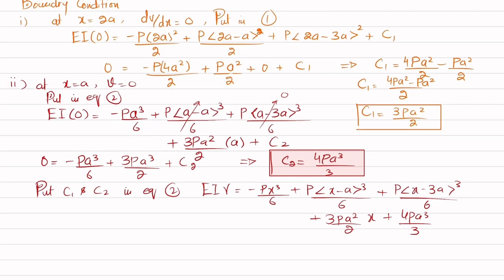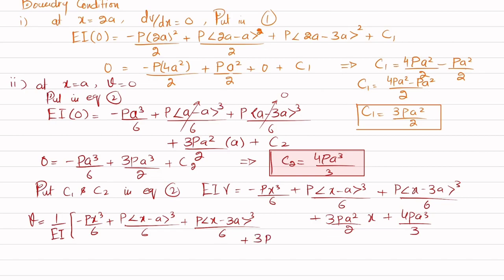And if you further simplify it, you can divide it by EI on both sides. So you will get V equal to 1 over EI into minus Px cubed over 6, plus P into (x minus a) cubed divided by 6, plus P into (x minus 3a) cubed over 6, plus 3Pa squared over 2 into x, plus 4Pa cubed over 3.